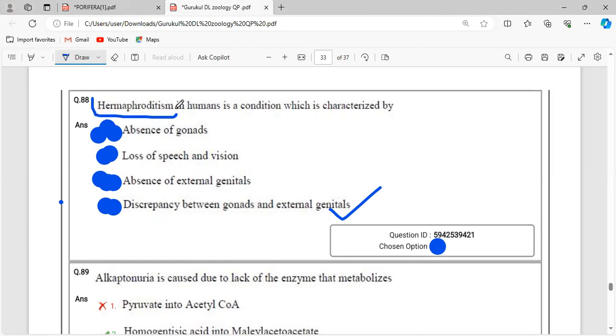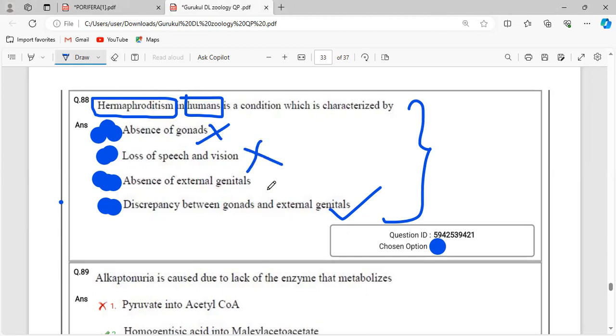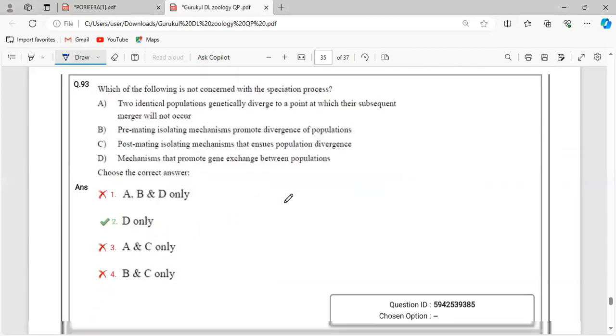See, we were studying hermaphroditism while studying about the Porifera. But however the question is asked in humans, if you know what hermaphroditism is, at least you can eliminate the options. There is nothing called absence of gonads. Both will be present. There is no relation between the loss of vision and speech with respect to hermaphroditism. There is no absence of external genitals. Both will be present. The only thing is there is a discrepancy between the gonads and external genitals. So the answer will be option 4. Okay, fine. Next.